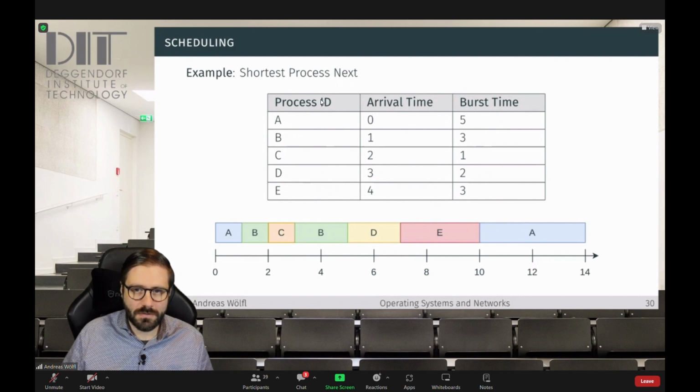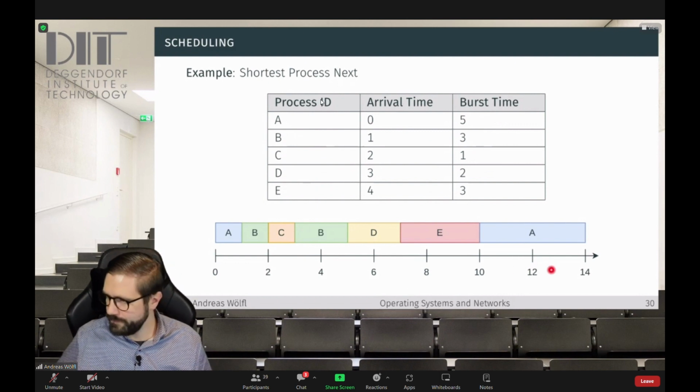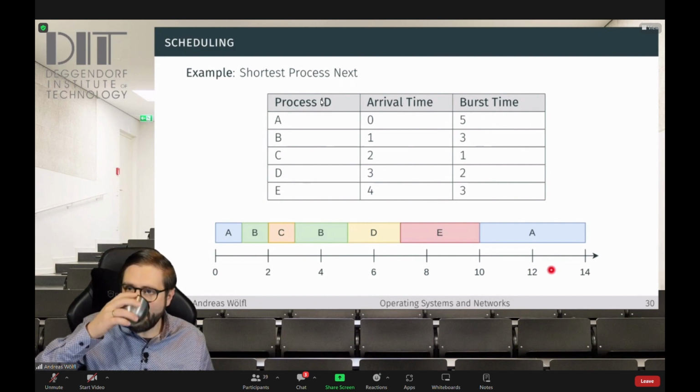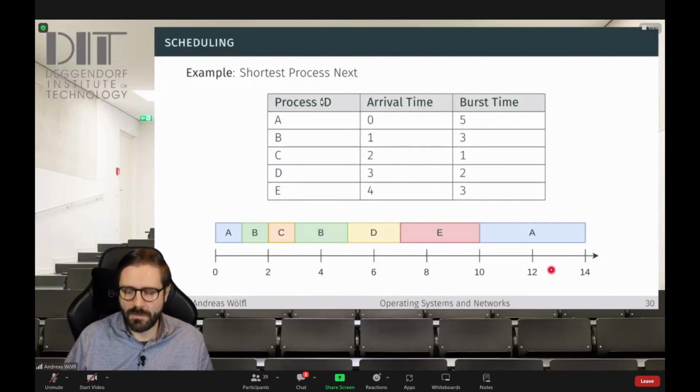Any questions on shortest process next? Do we also first add the new arrival and then change the priority, the context? Yes, yes. So whenever a new process arrives, we do the arrival first, such that we do the context switches based on or including the new arrival.